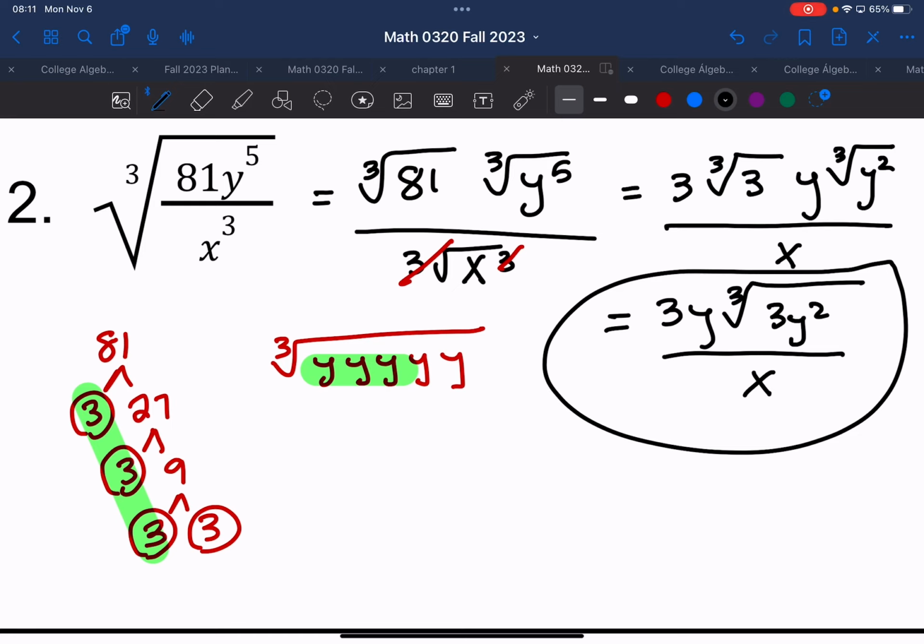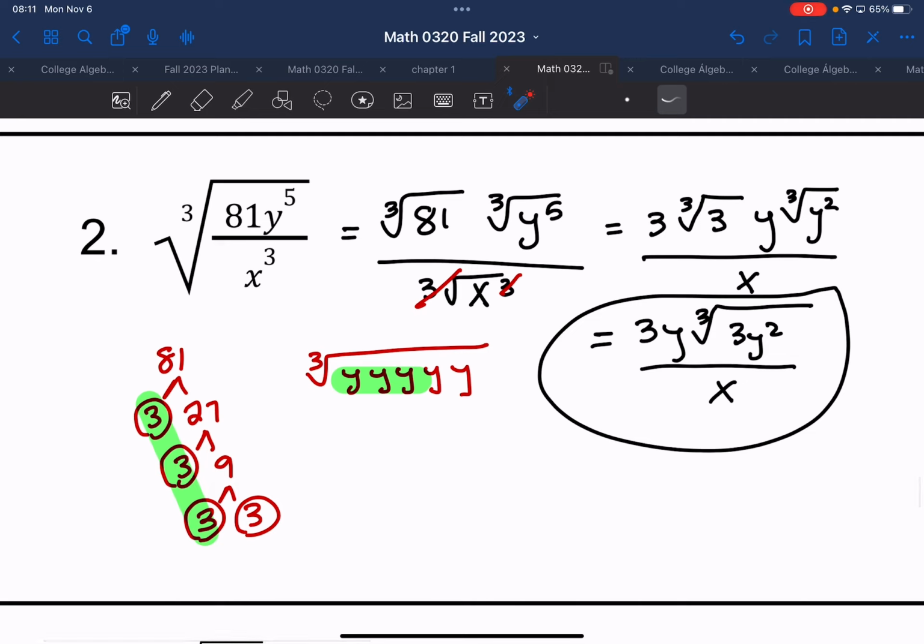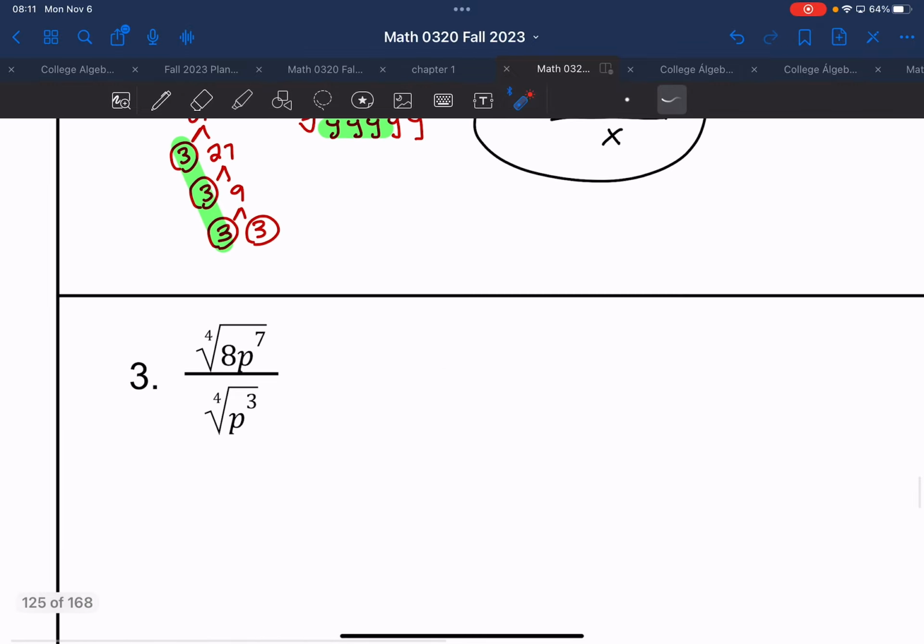So just like we could separate them, we can combine them back. This would be the answer I'm looking for because this is the most simplified. You'd get points for this answer, just not the full points. Okay, so any questions on 2? Any questions on 2? Okay, let's go ahead and look at number 3.